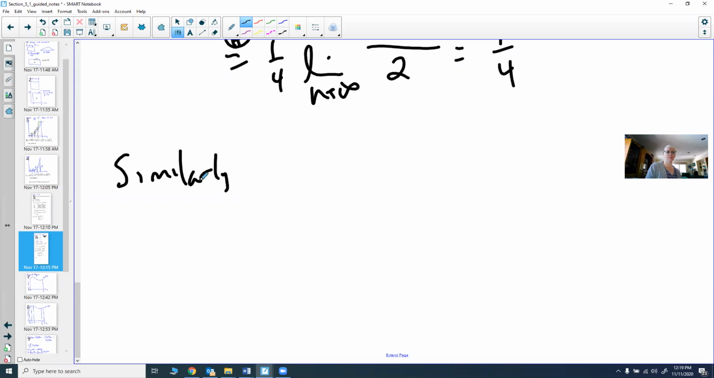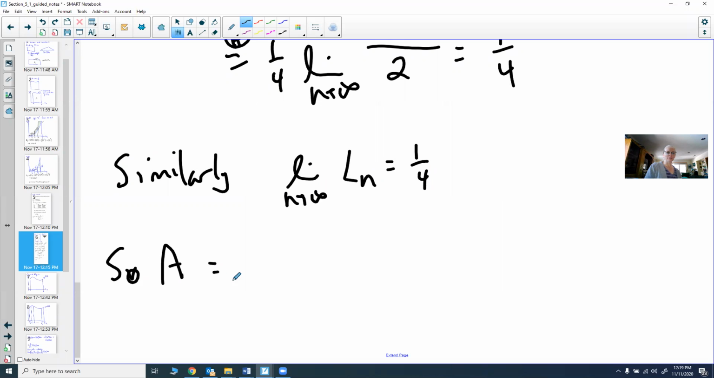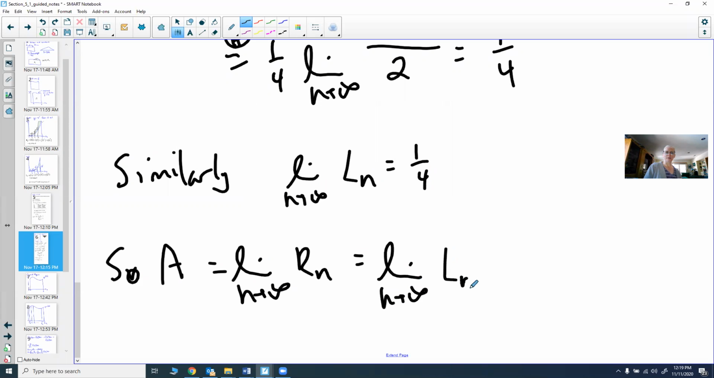Similarly, the limit as n goes to infinity of L sub n would also be 1/4. So that tells me that my area is the limit as n goes to infinity of my right-hand sums. It's also the limit as n goes to infinity of my left-hand sums, and they should go to the exact same value. And we know now that that's equal to 1/4.